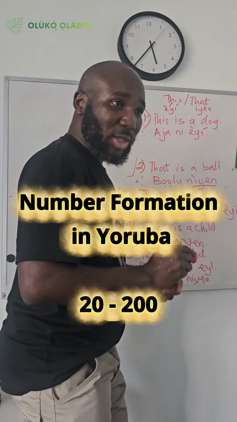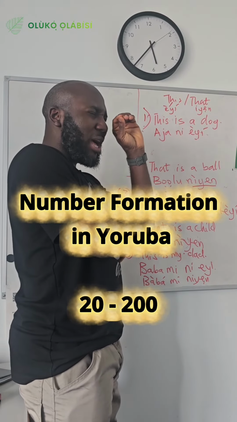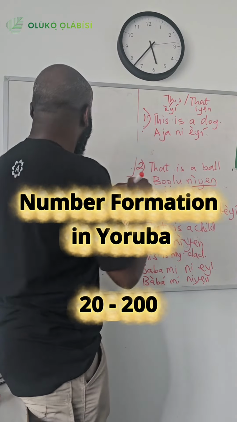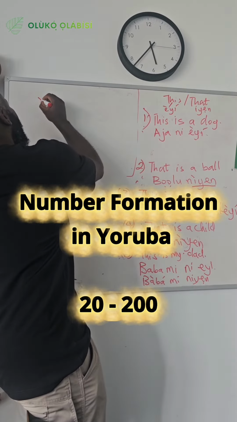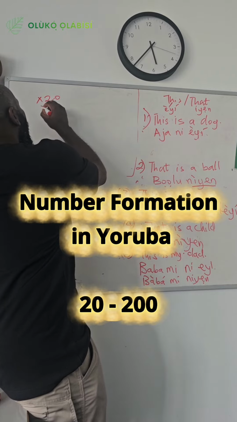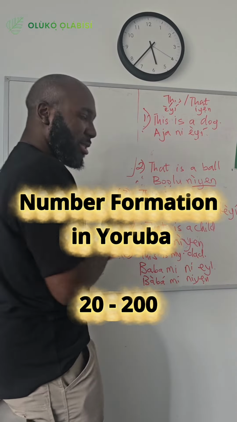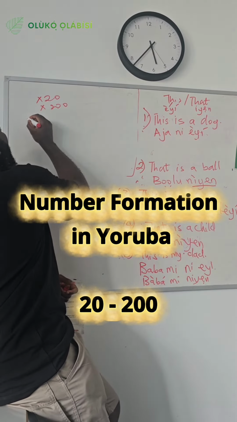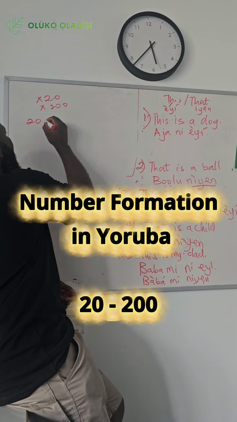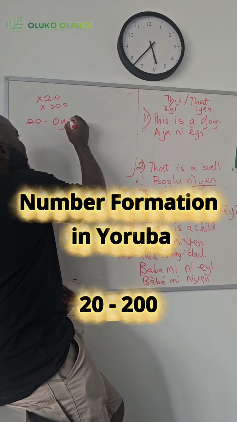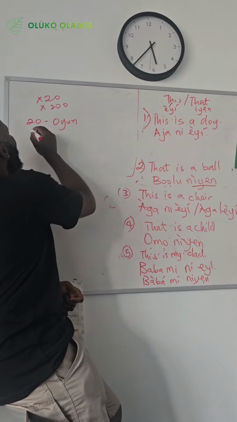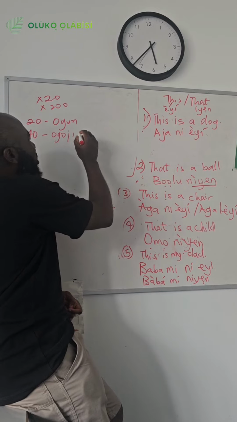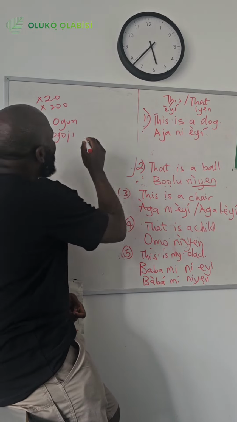Numbers in Yoruba after 40 or even 40, many numbers are either in multiples of 20 times 20 or times 200. That is the Yoruba numbering system. Remember, 20 is Ogun. 40 is Ogoji. But what is the meaning of Ogoji? Ogoji means 20 times 2.